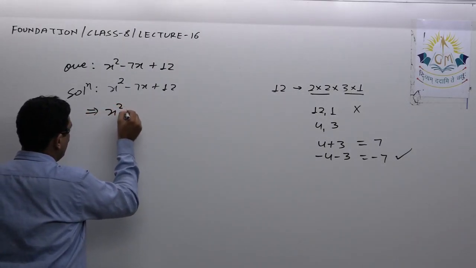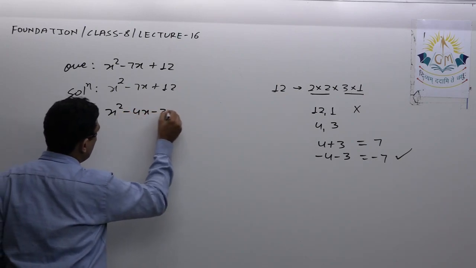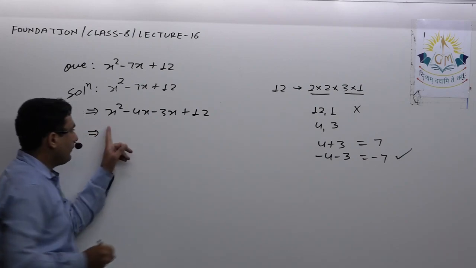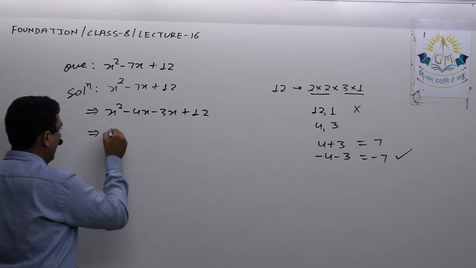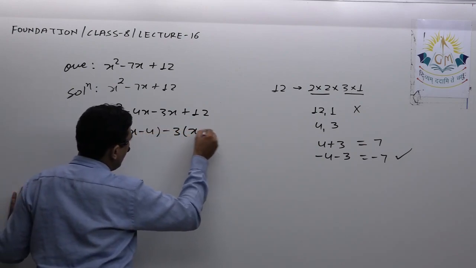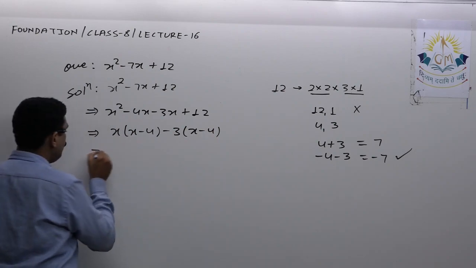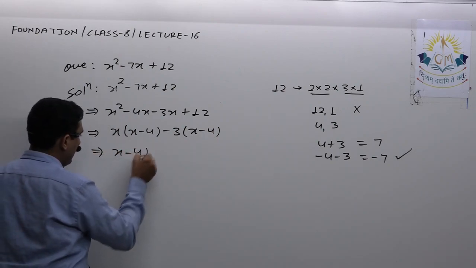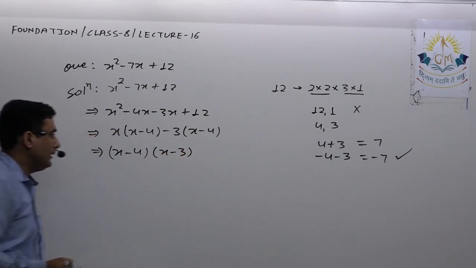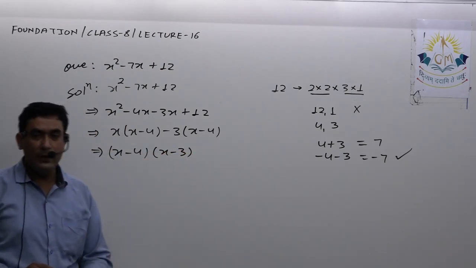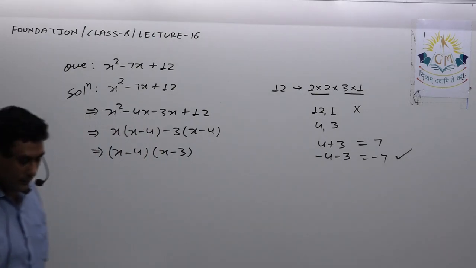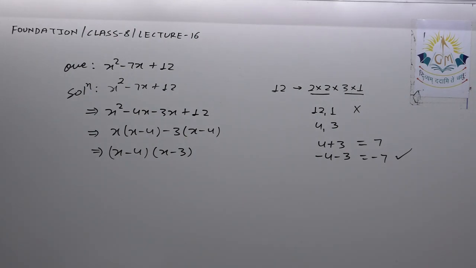So x square minus 4x minus 3x plus 12. Now from these two, definitely we can take x common, so x minus 4. From these two, minus 3 can be taken common, so x minus 4. Now x minus 4 can be taken common, so in the bracket I will be left with x minus 3. So these are the factors of the given expression. Please note it down. Then we'll see the next question.